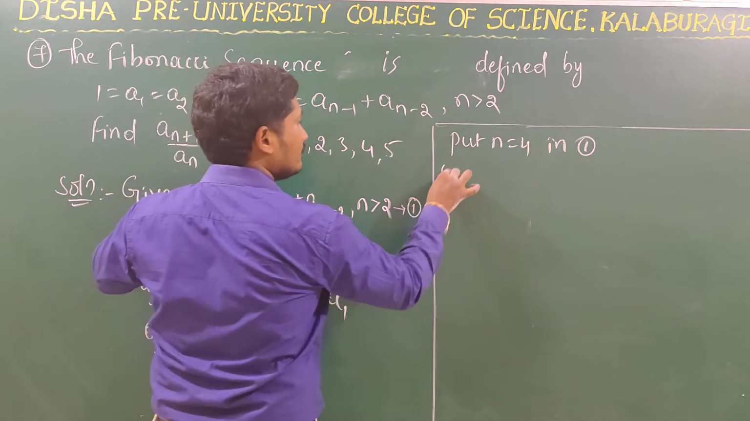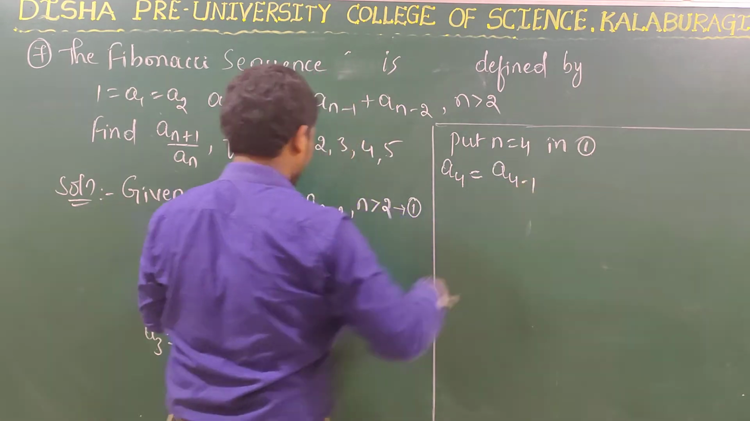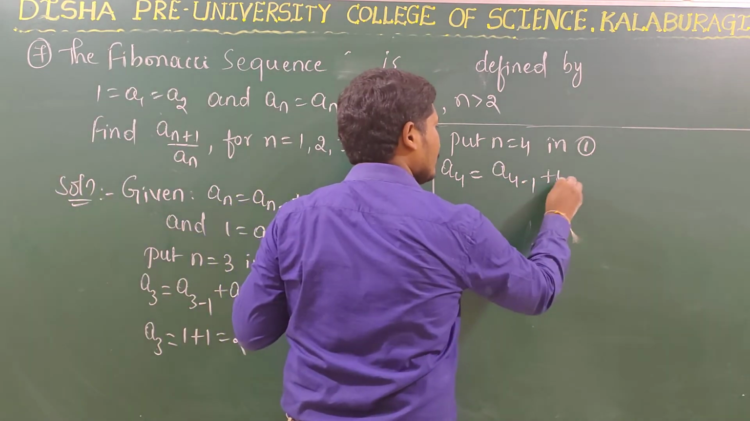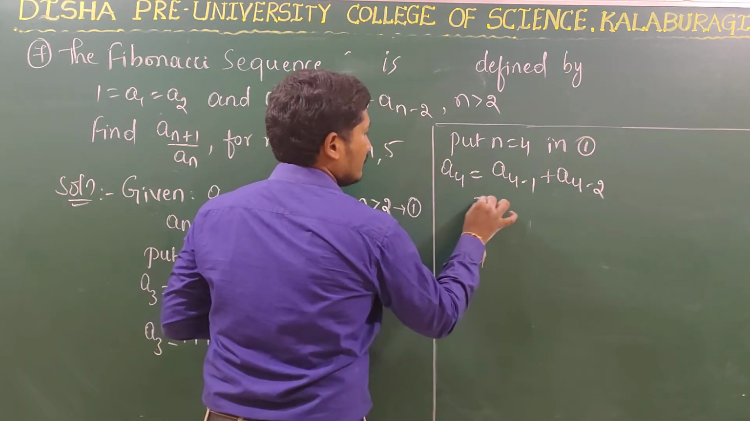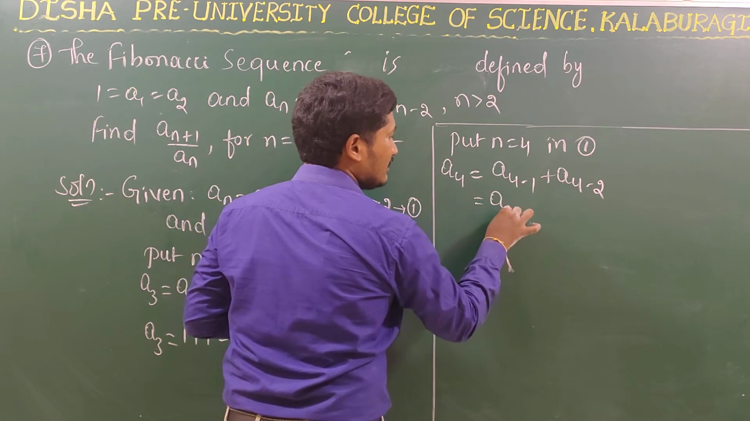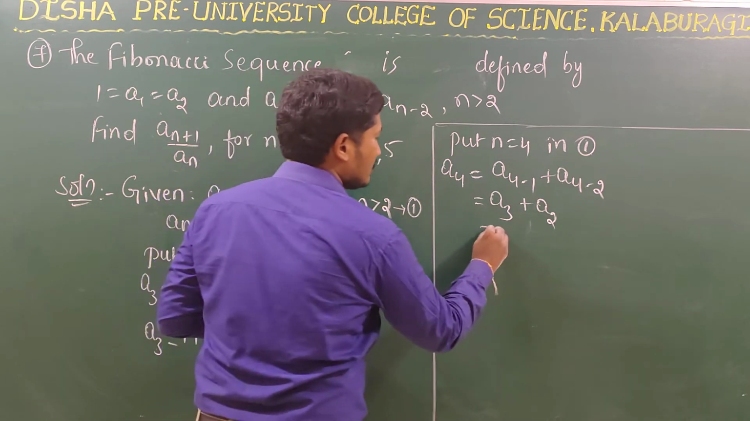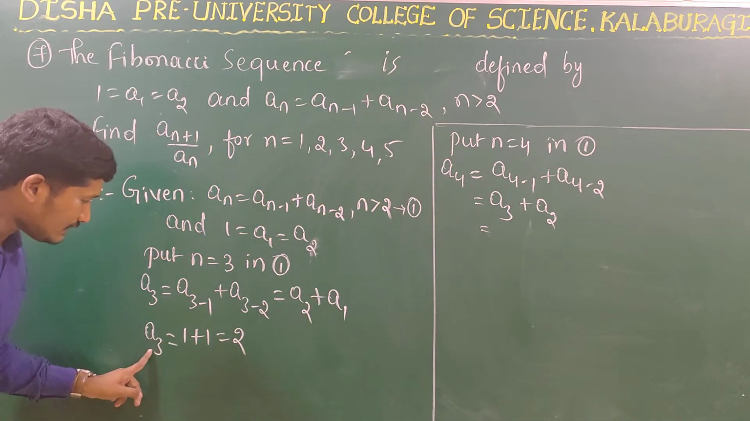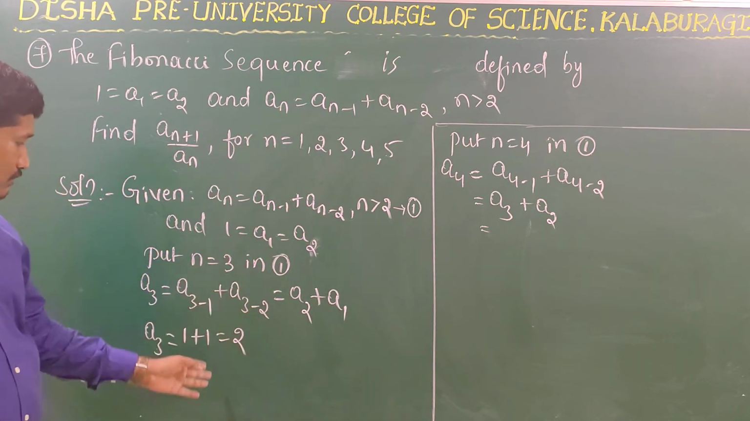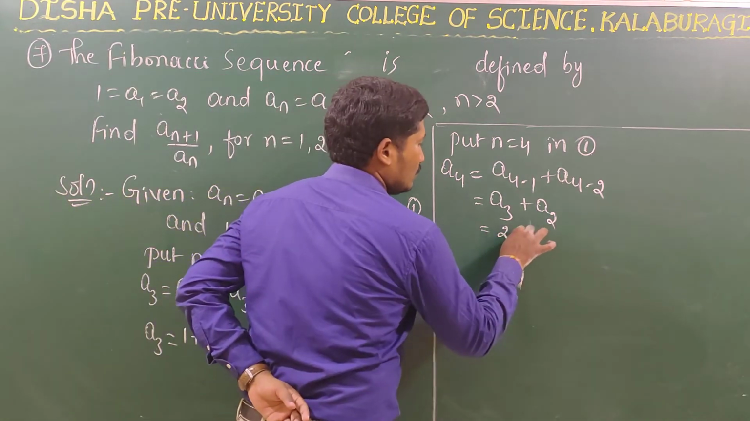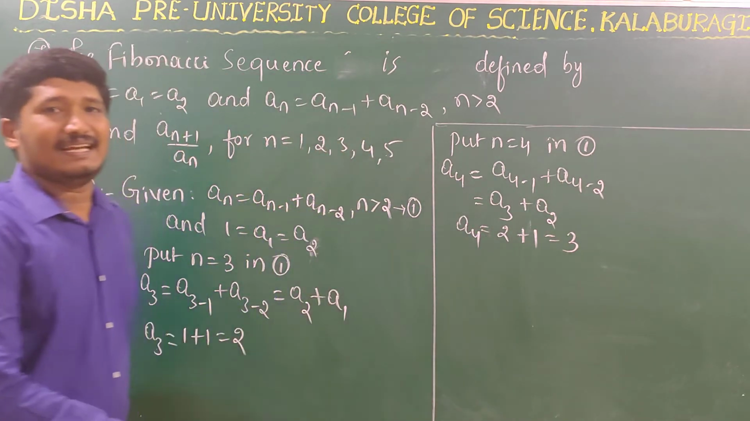A4 is equal to A4 minus 1 plus A4 minus 2. So this is equal to 4 minus 1 is 3, so this is A3, and 4 minus 2 is 2, so this is A2. What is the value of A3 that we have got? Equal to 2. What is the value of A2? Equal to 1. So substitute them there: 2 plus 1 is equal to 3. So A4 is equal to 3.